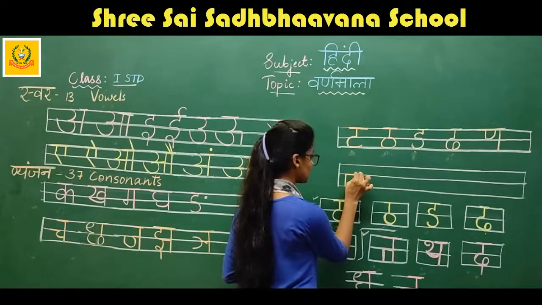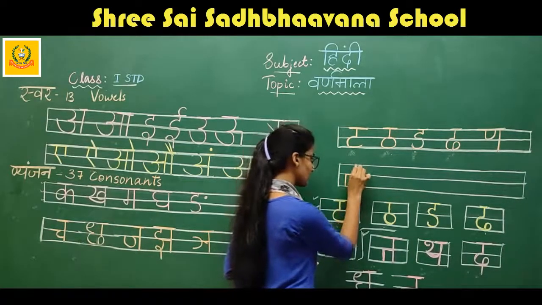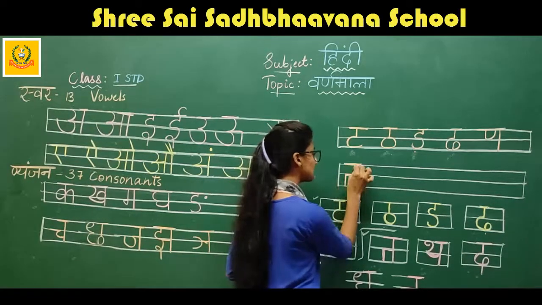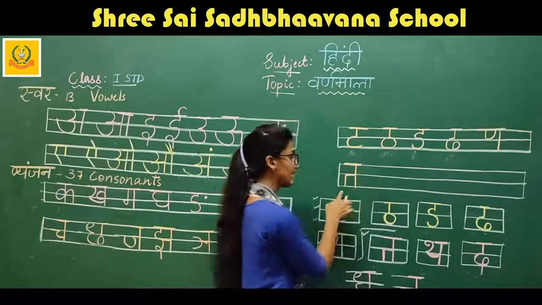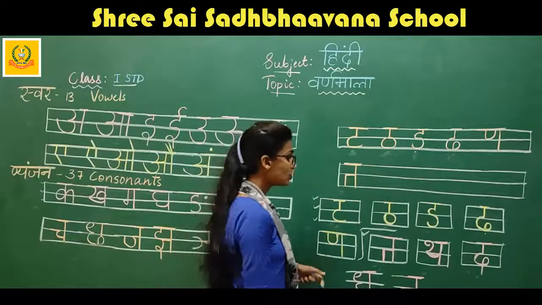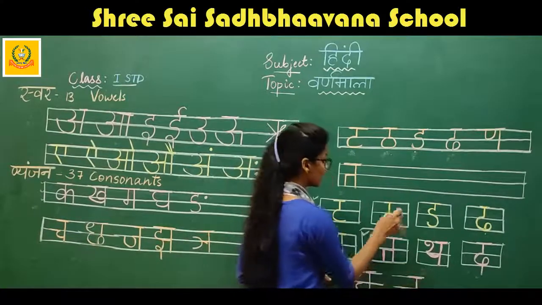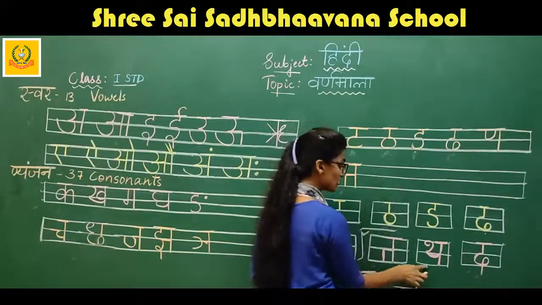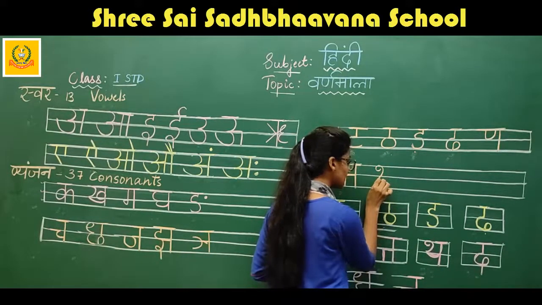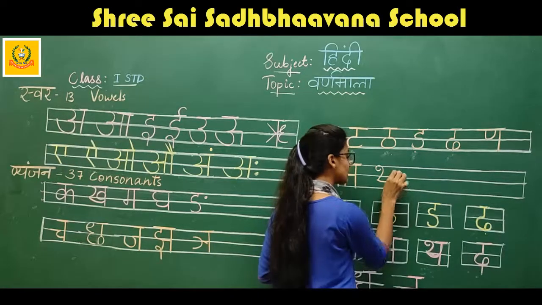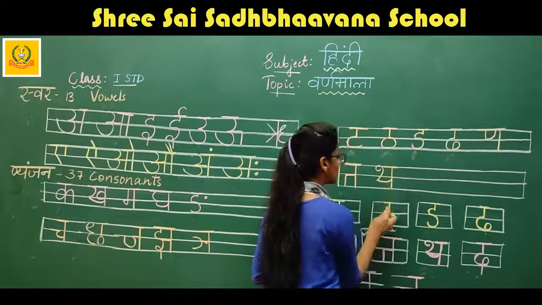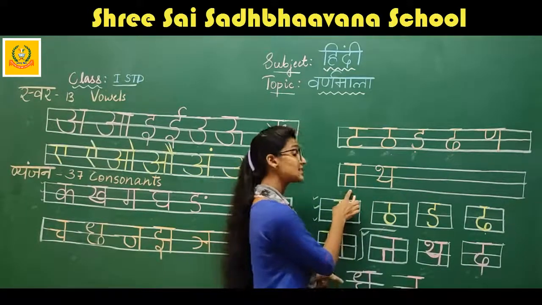One standing line, sleeping line, and standing line. Standing line, sleeping line, standing line, sleeping line. Tha says tarbooj. This tha, okay? Now how to write this? One small curve, take it down, one curve down, one standing line, and one sleeping line. Tha. This tha says tarbooj.